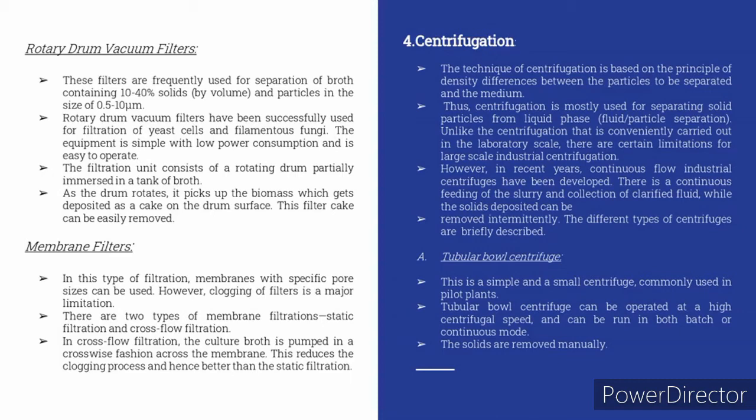The equipment is very simple, it has low power consumption rate and is also very easy to operate. The filtration unit consists of a rotating drum that is partially immersed in a tank containing the broth. As the drum is rotating, it will pick up the biomass which will get deposited as a cake on the drum surface, and this filter cake can be easily removed.